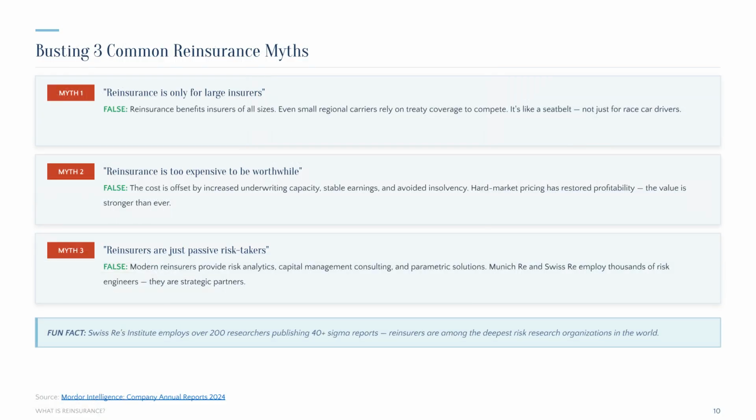Let's clear up some common myths. First, reinsurance is for all insurers, not just the giants. Second, the cost is a sound investment in capacity and stability, not an unnecessary expense. And third, reinsurers are strategic partners who provide advanced risk analytics and consulting, not just passive capital.